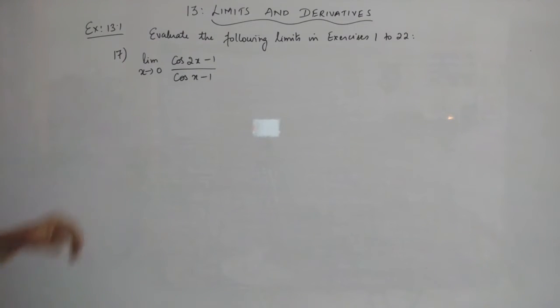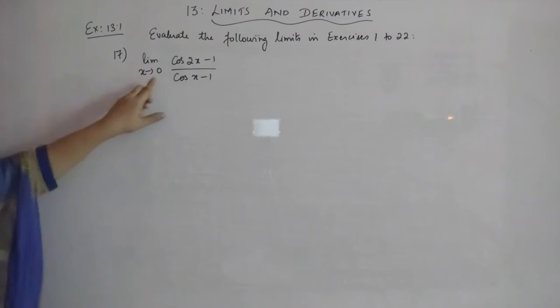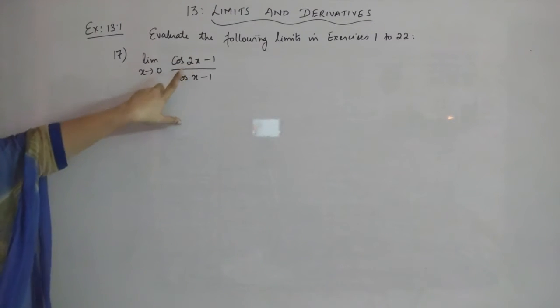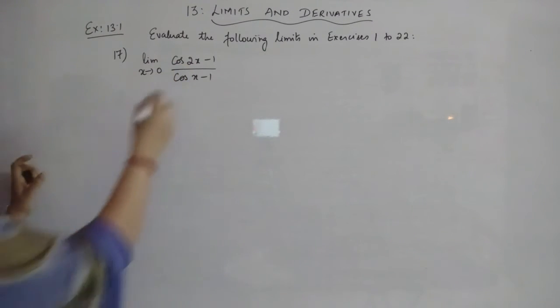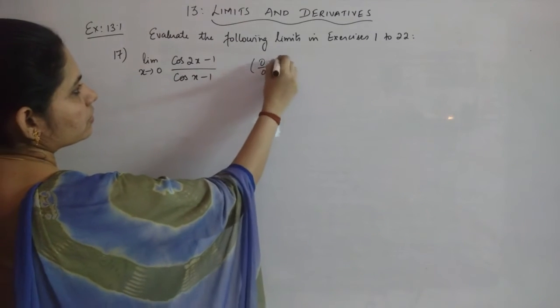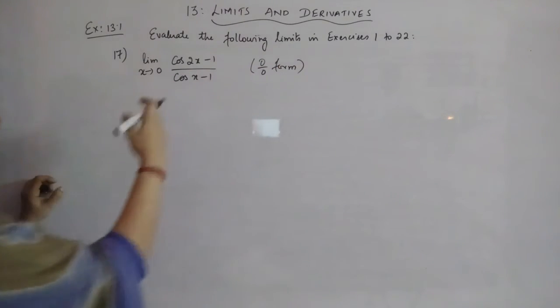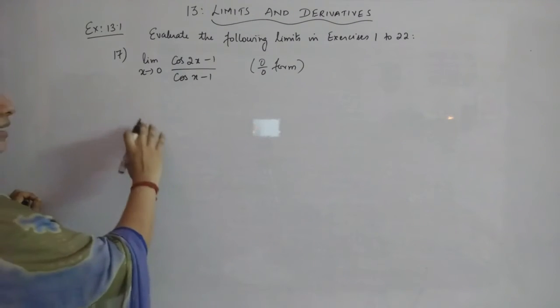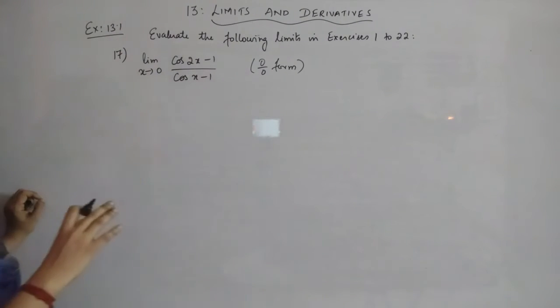Question number 17 is limit x tends to 0 of cos 2x minus 1 divided by cos x minus 1. Again when you replace, this will become cos 0 is 1, 1 minus 1 is 0, 1 minus 1 is 0. So again this is in the form 0 by 0. So we need to simplify it, or you can just use the formula if you know anything like that. Okay, just simplify and make it in a manner so that it is not in 0 by 0 form.